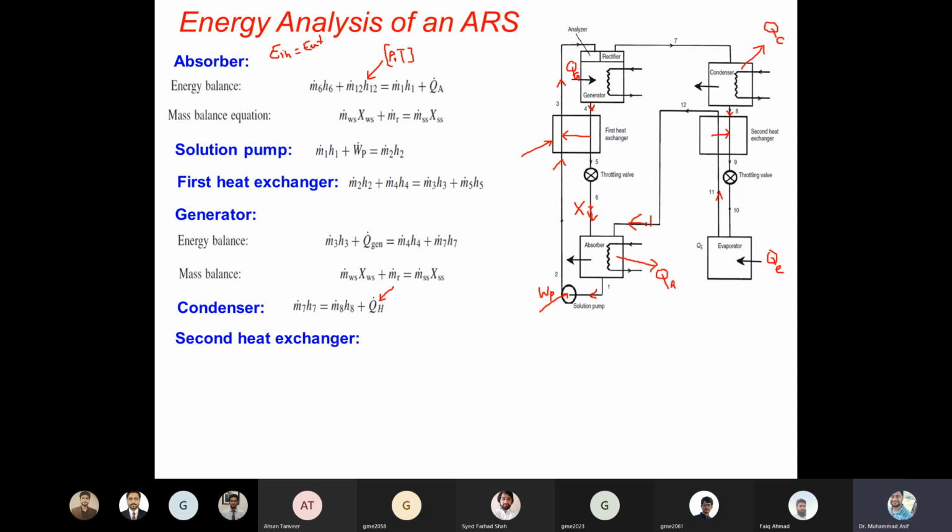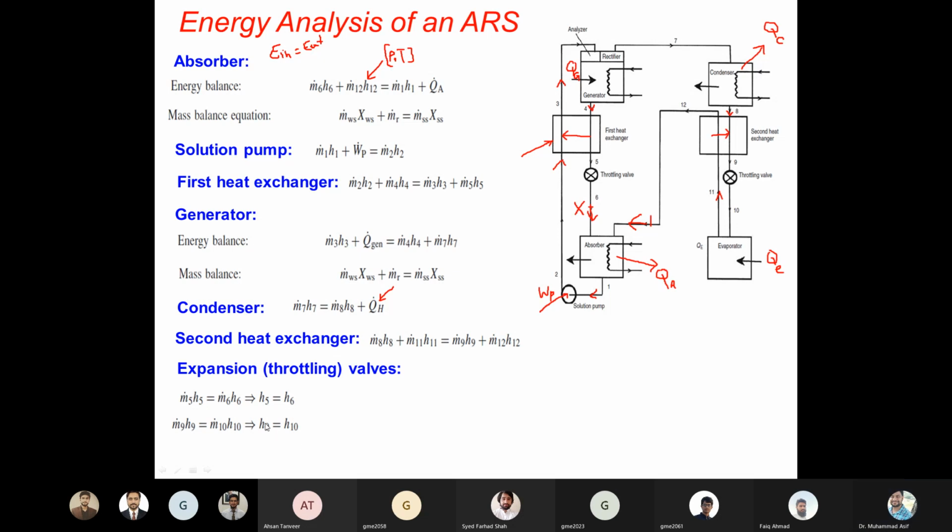And similarly, we can do this for the second heat exchanger. For the expansion valve, we know that this is an isenthalpic process. Whatever the enthalpy at 9 is, that should be equal to the enthalpy at point 10. In a throttling valve, we also call it an isenthalpic process. So here H5 is equal to H6, or H9 is equal to H10, because we have two expansion valves.